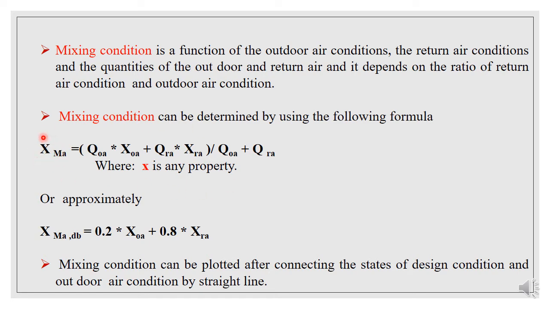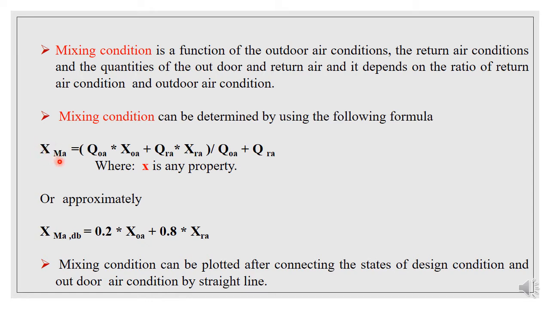So X is for any condition of the mixed air. MA is mixed air. X can be temperature, X can be relative humidity, for example. So we have the volume of the outdoor air times the property. I will just give an example to make it easier for you to understand. So let's assume that this X is temperature here.